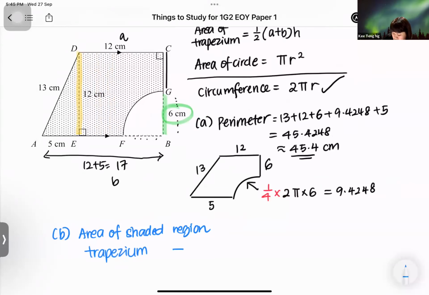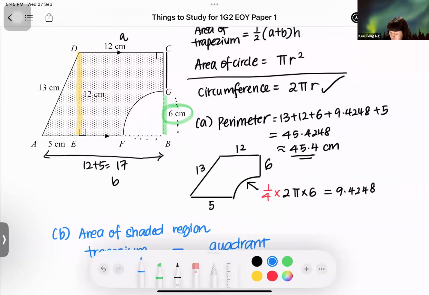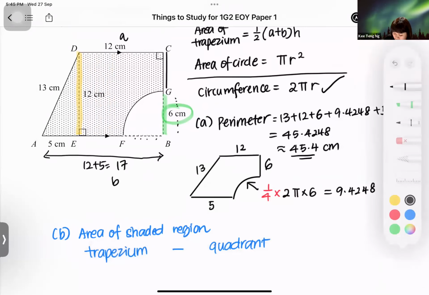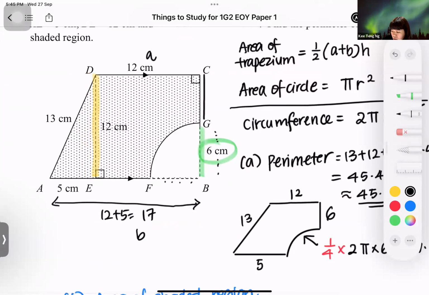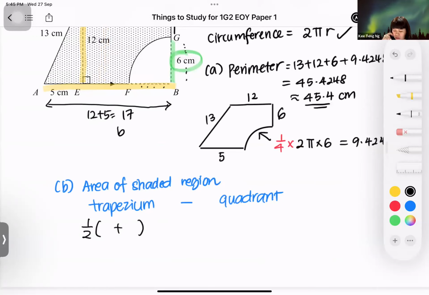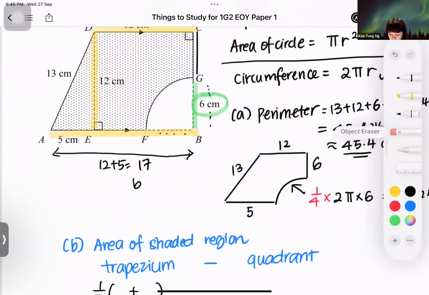Trapezium minus area of quadrant. Okay, area of trapezium, just now we said the formula is half times (A plus B). What are the two parallel sides? The A and the B. The two parallel sides are the 12 and the 17. Wait a minute. Wait a minute.